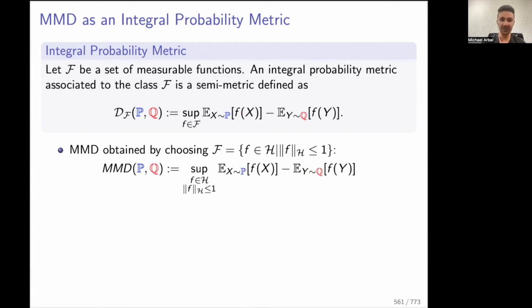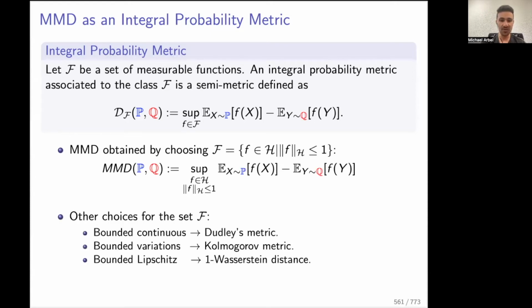And one can recover the MMD by choosing F to be the unit ball in the RKHS. And we'll see how this definition is exactly equivalent to the one that we provided at the beginning of the lecture. But it's worth noting that you might end up with a completely different divergence depending on the choice of the metric or the set of functions, or test functions.